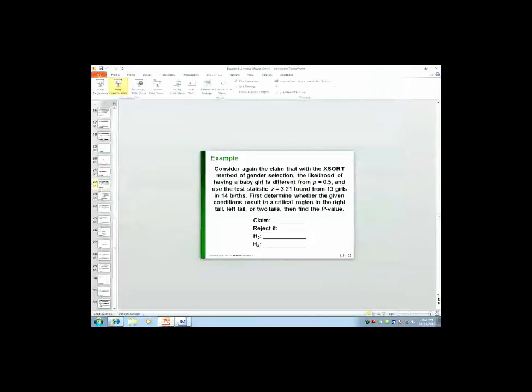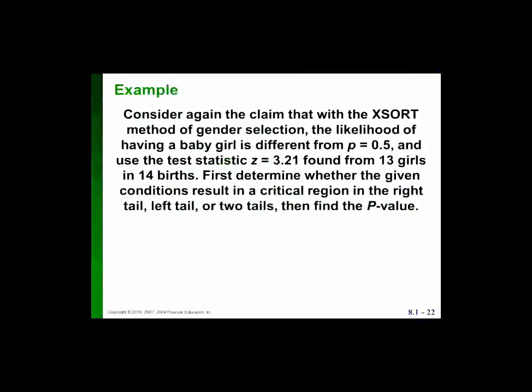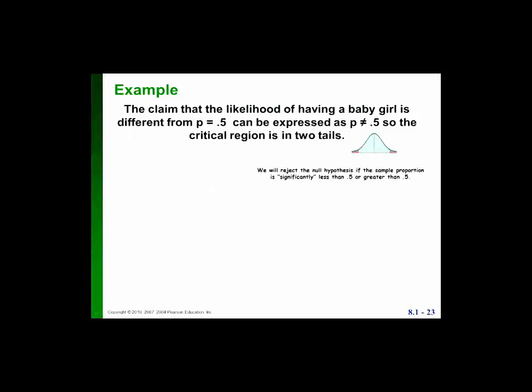The claim that the likelihood of having a baby girl is different than 0.5 can be expressed, as we did on the previous slide, as p is not equal to 0.5, so the critical region is in both ends. It's a two-tail test. We will reject the null hypothesis if the sample proportion is significantly either less than 0.5 or greater than 0.5. Our p-value would be the area in both tail ends.